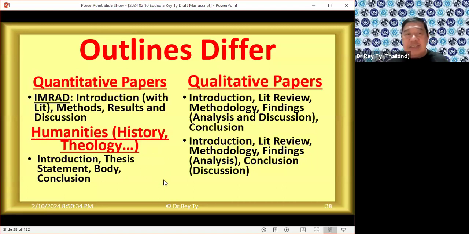In humanities, they don't use either research purpose or hypothesis. They tend to use a thesis statement. What is the central thesis of your paper? This is done a lot in history, in theology, in divinity. So different research areas have different ways of writing their outlines. There's not one universal outline for all.